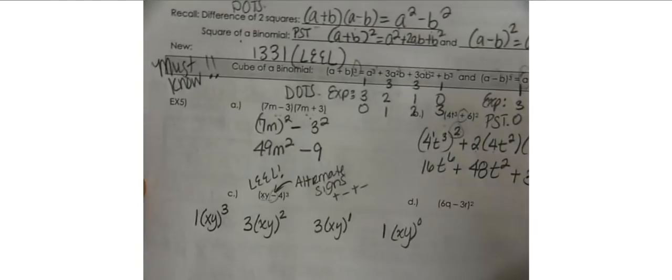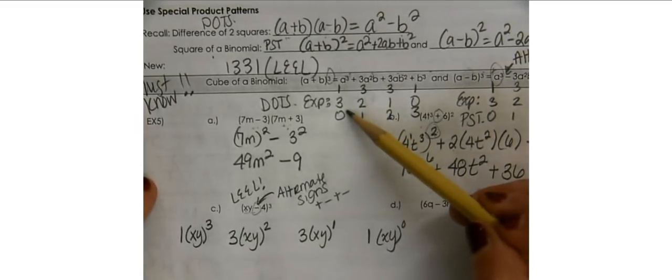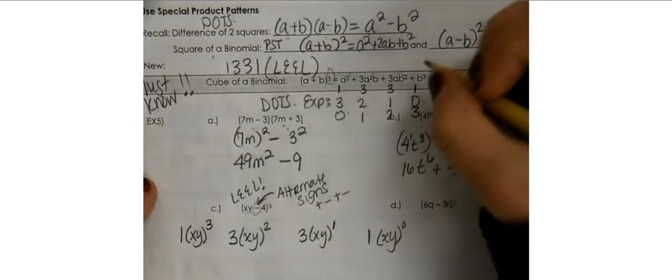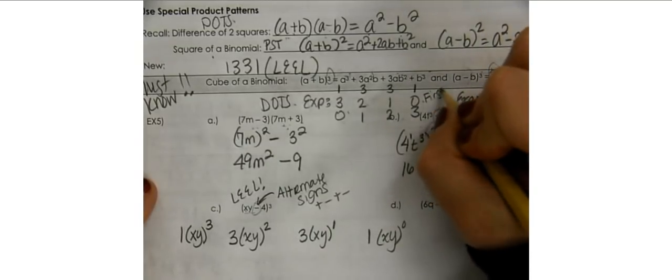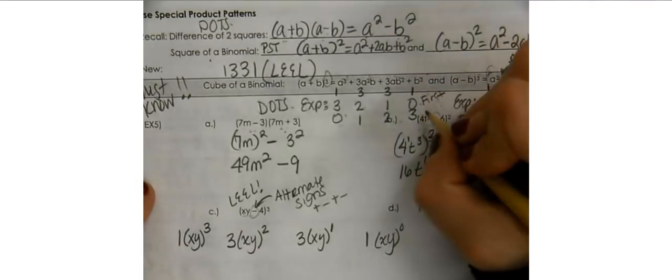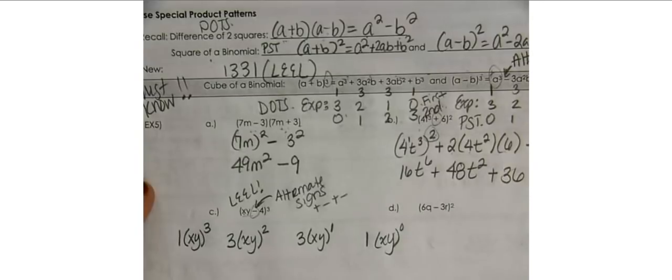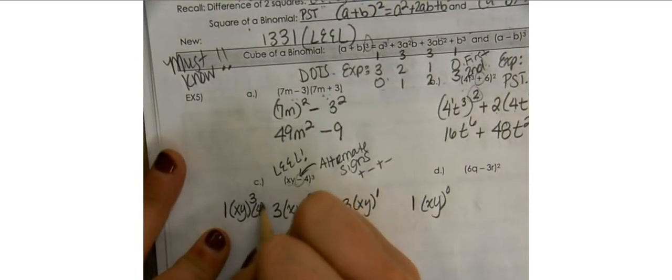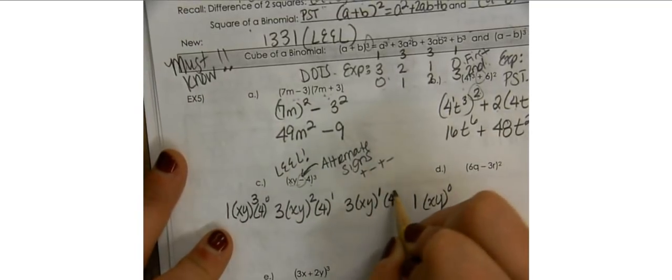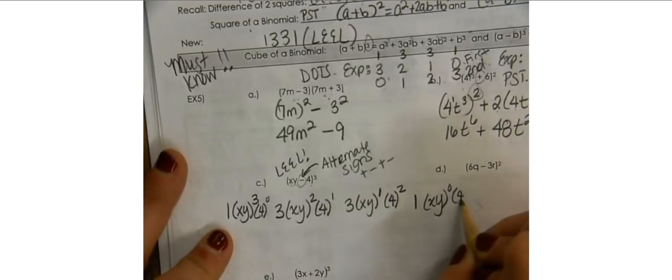Now I'm going to do the reverse. With respect to the exponents on the first term, it goes 3, 2, 1, 0. Then we go 0, 1, 2, 3 with respect to the second term. So we have our first term and our second term. My second term is 4. So this is going to be 4 to the 0 times 4 to the first times 4 to the second and then times 4 to the third.